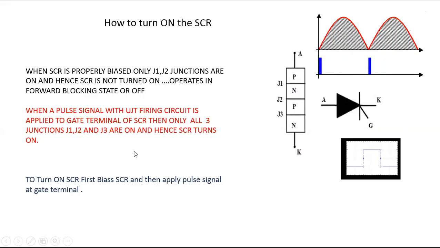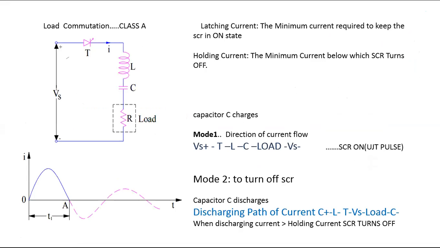In order to turn on the SCR, first bias the SCR and then apply the firing pulse signal to the gate terminal. Immediately SCR will be on and then the motor starts to rotate. So where do we use this concept? Let us check the next slide, this one. Now concentrate on this particular circuit, all of you. I'll explain the circuit.